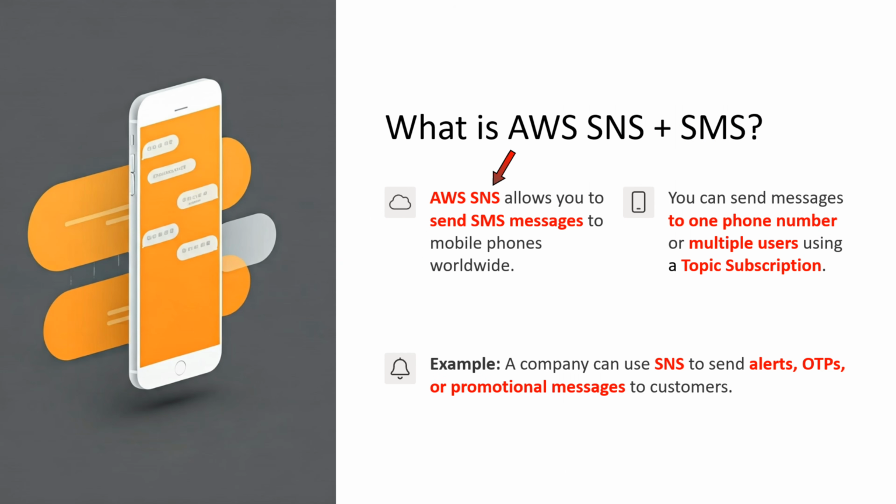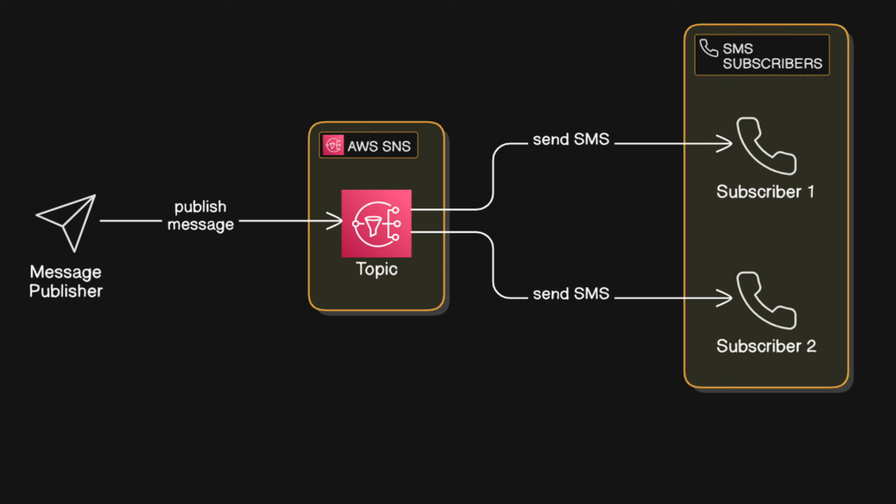AWS SNS allows you to send SMS messages to mobile phones worldwide. You can send messages to one phone number or multiple users using a topic subscription. For example, a company can use SNS to send alerts, OTPs, or promotional messages to customers. In this diagram, you can see three participants: message publisher, AWS SNS, and SMS subscribers.